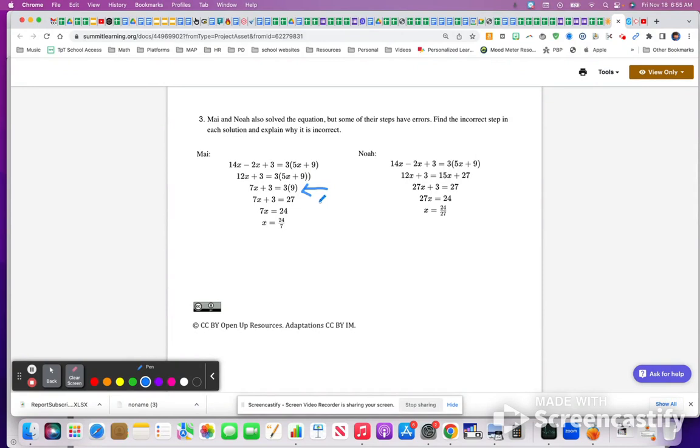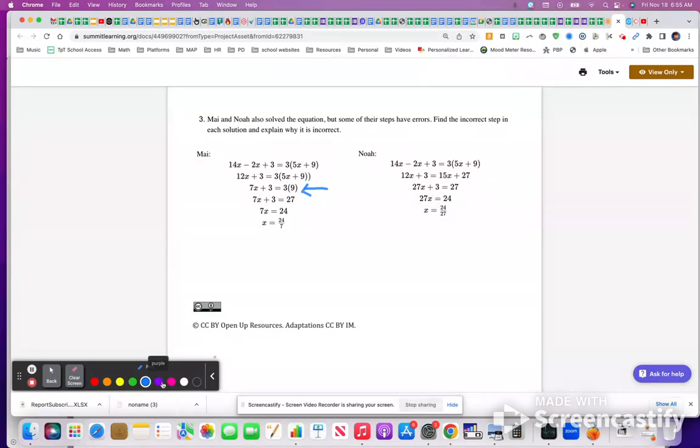Let's see if she continued to make a mistake. Looks like she did everything else fine, but because she tried to subtract that 5x, she came out with x equals 24/7, which is not the correct solution. Let's take a look at Noah.